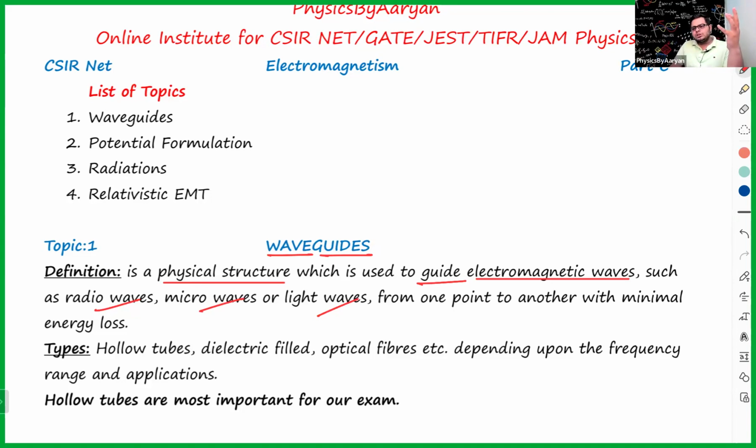One idea is to just send it directly. Why do you need a waveguide? You just directly send it, or you send it through the satellite. Why do I need a waveguide? If I directly send my electromagnetic wave, then as it is moving, the energy loss is happening. We are not protecting our electromagnetic wave. The energy of electromagnetic waves keeps on getting lost.